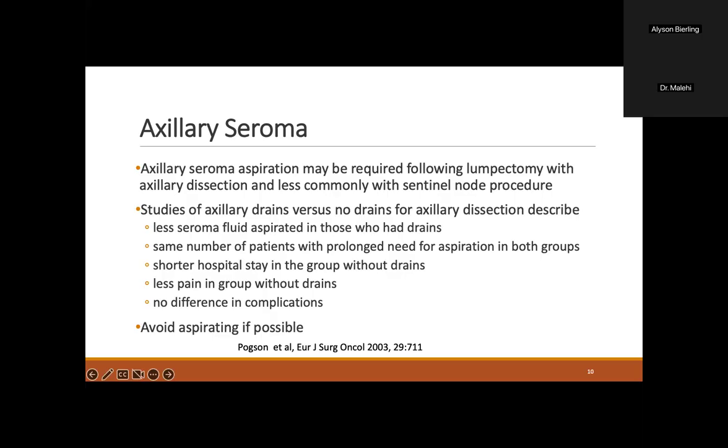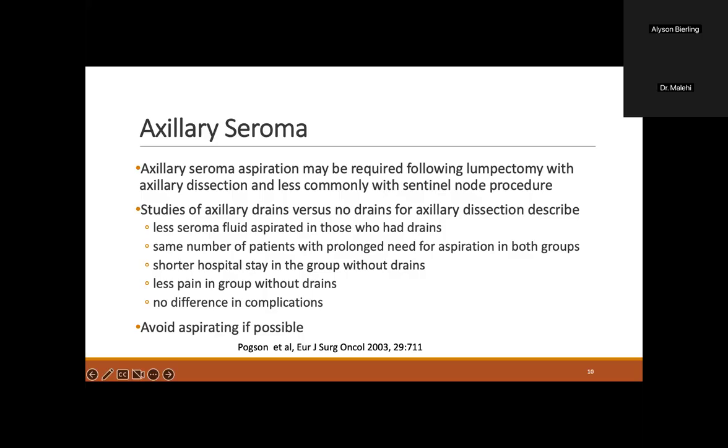When we first started doing these axillary dissections with lumpectomies, or axillary dissections separate from the mastectomy, we always put drains in the axilla. And then we tried doing studies where we randomized women between drains versus no drains. What we found was that there was less seroma fluid aspirated, the need for it, in those who had the drains. However, the same number of patients had a prolonged need of aspiration in both groups.